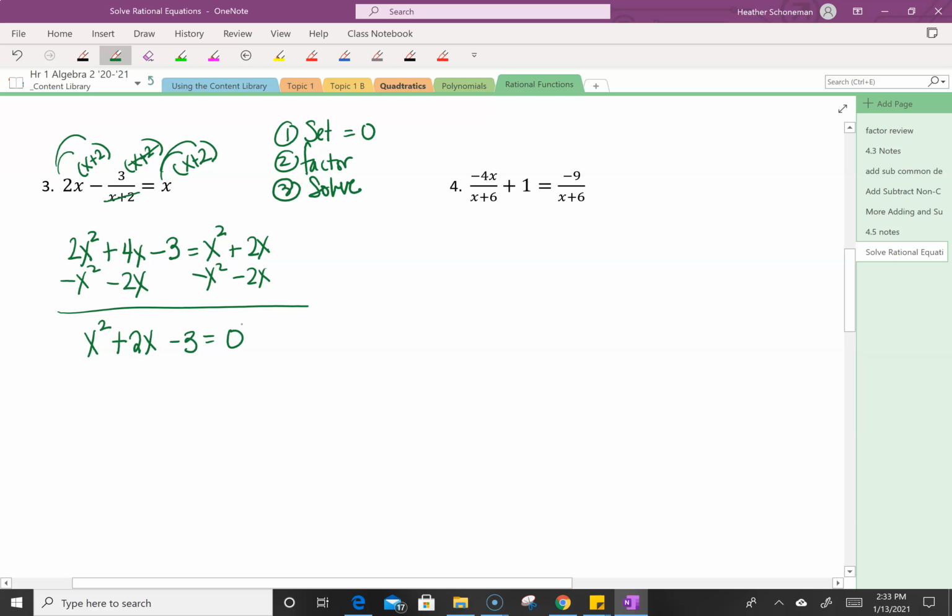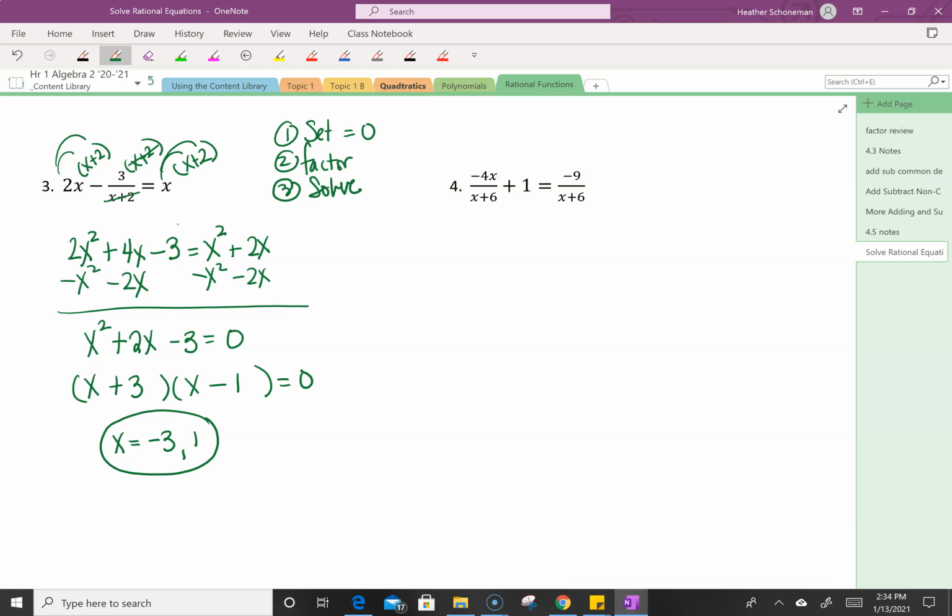Now I need to factor. It's a green light, so I'm going to go straight to my two parentheses. I have an x and an x. The two numbers that multiply to negative 3 and add to 2 would be positive 3 and negative 1. So when I solve, x equals negative 3 and positive 1. Now I need to check. Do either negative 3 or positive 1 make my denominator 0? No, they do not. So none of them are extraneous. Both solutions work.